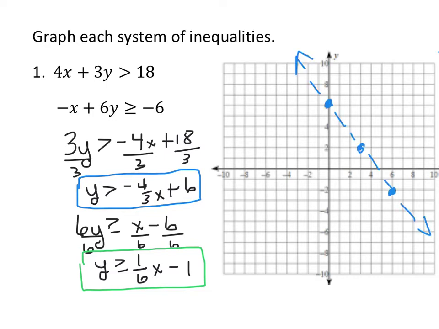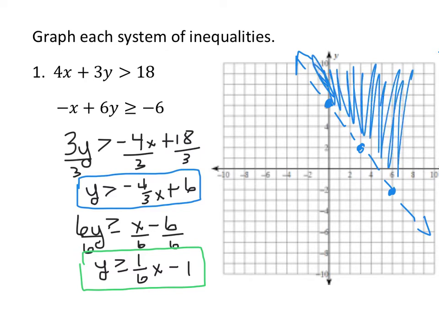Okay, so you should notice that when I graphed this line, I used a dashed line instead of a solid line because our inequality is a greater than symbol, not a greater than or equal to. So it's not going to be equal to, so I'm going to use a dashed line. And then I'm going to shade above the line. So above this line would be up here. So I'm going to go ahead and just shade that above the line. Now I'm going to graph the other line and shade it.